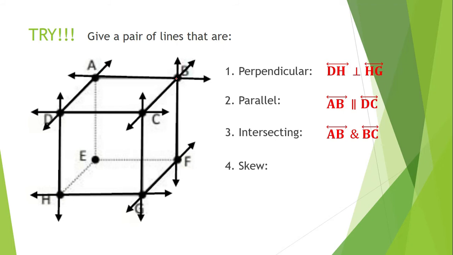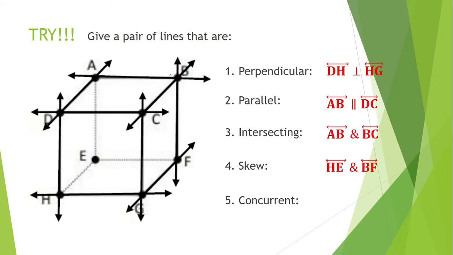Skew lines. We have, for example, line HE and line BF. One is horizontal, one is vertical. They are not on the same plane and they do not meet each other.